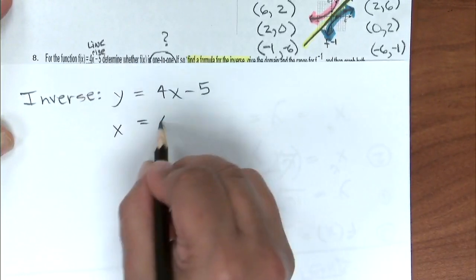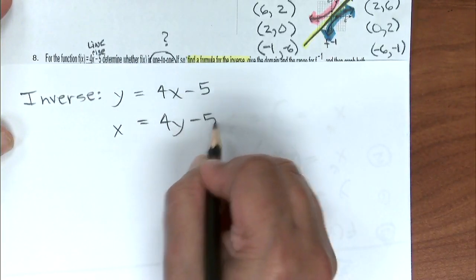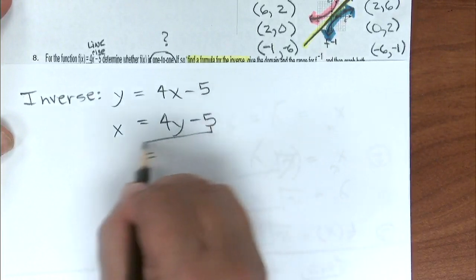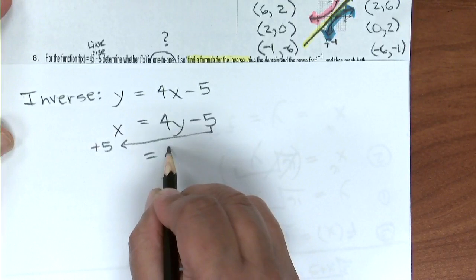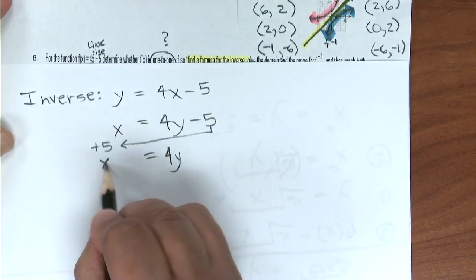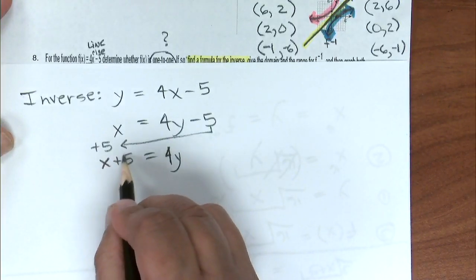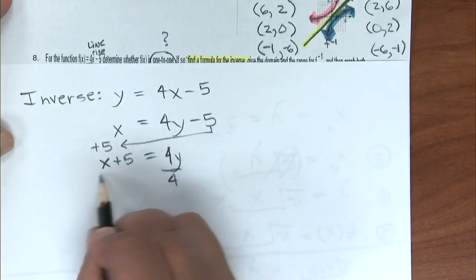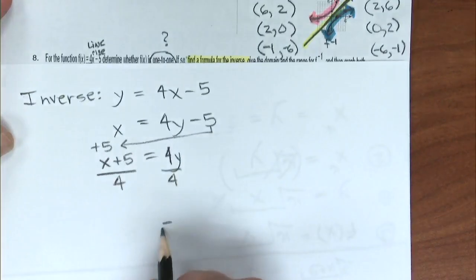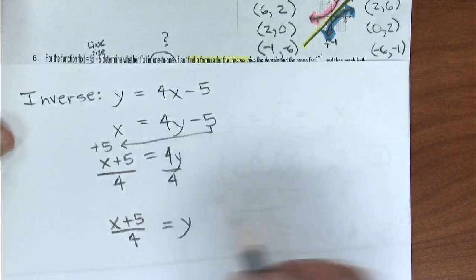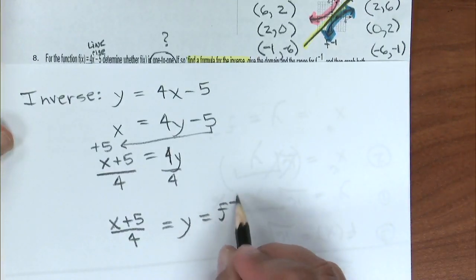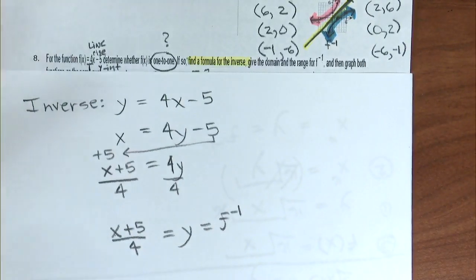Switch the x and the y. Solve for the brand new y. Bring that negative 5 over here, leaving the 4y by itself. You're almost isolated on that y, and then divide the 4 right off of there. So y is equal to x plus 5 over 4. And that's your inverse. Okay, let's keep reading the sentence because there's stuff buried in the sentence.